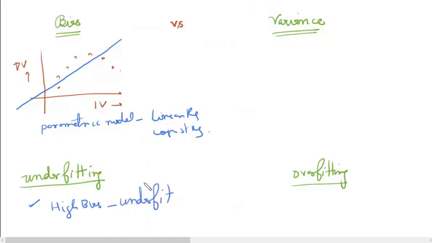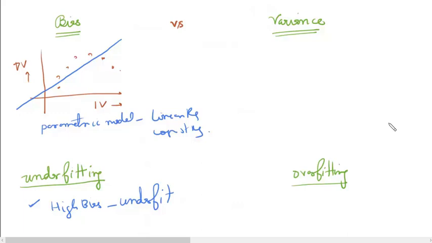Now let us move to the other end. Let us move to variance and see what variance means. Variance is when you take different subsets from the same data and run different models, and the output of the model changes drastically. That means your model has a high variance. It has high variability in the predictions of the same model.